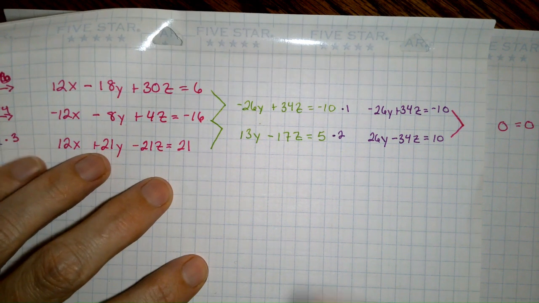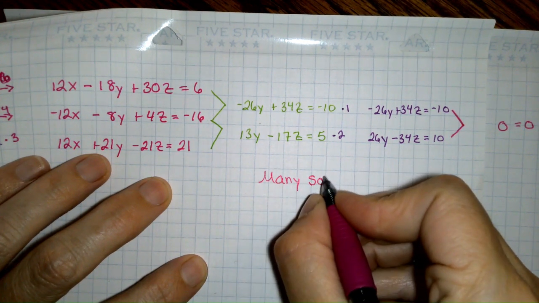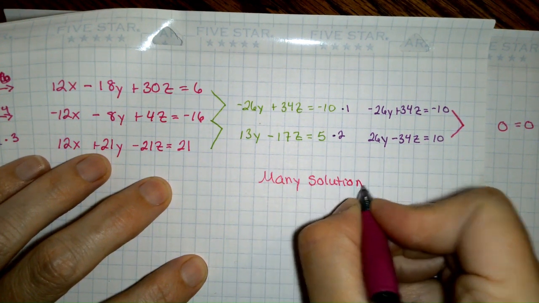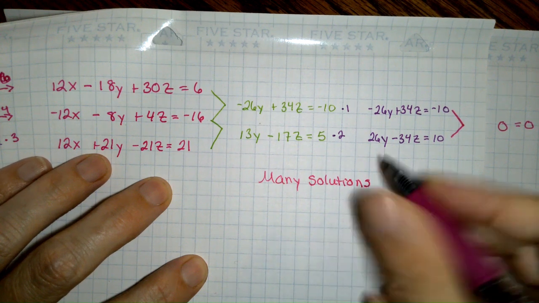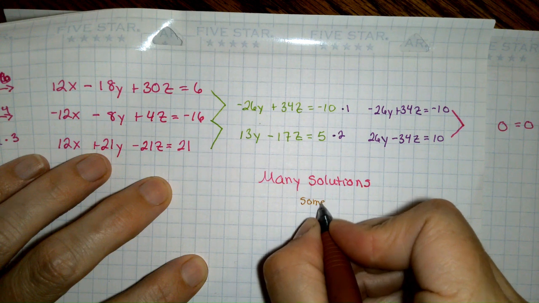For the Algebra 2 level, we just write many solutions. Again, this is not all solutions, so this isn't always true. This is just sometimes true.